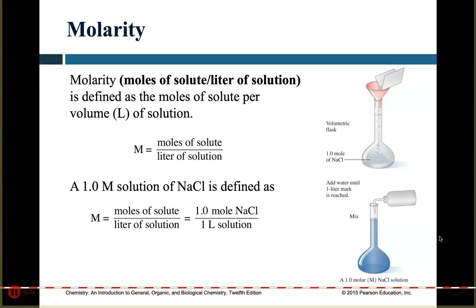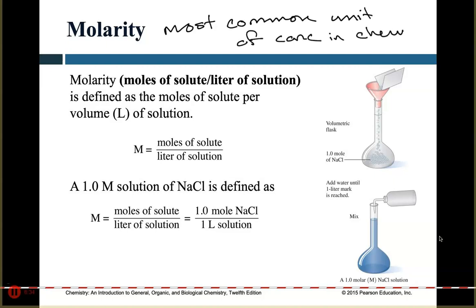And so the last way to represent concentration that we'll discuss in this chapter is going to be that of molarity. Like I said, this is the most common unit used in chemistry. So we'll be doing a lot of equations with molarity. So most common unit of concentration in chemistry, and in biology for that matter too.